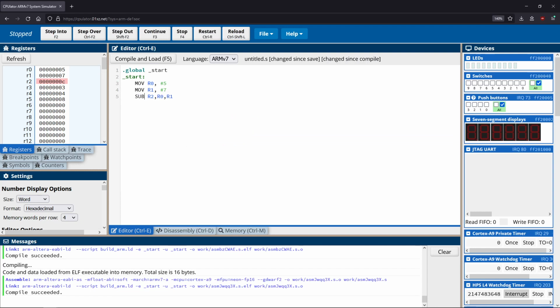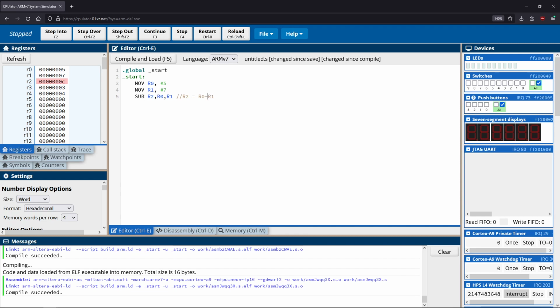I can change this to sub, and what that will do is it will do the result R2 equals R0 minus R1. And then we can also do multiply. And what that will do is it will do R0 times R1. The main thing to keep in mind here is that R0 is always the first operand, and then R1 is always the second operand, which only really matters in subtraction, right? In addition and multiplication, the order doesn't really matter, but in subtraction, it does.